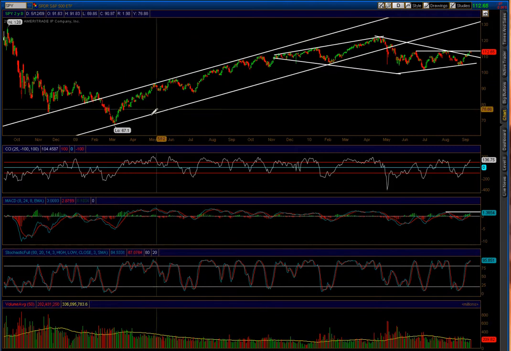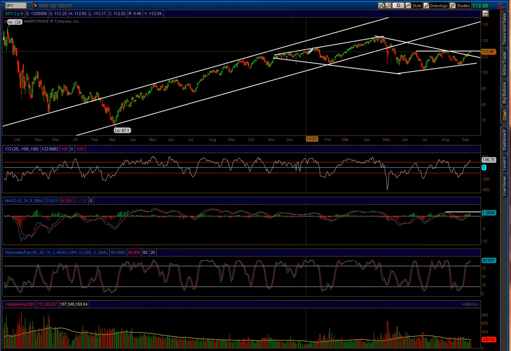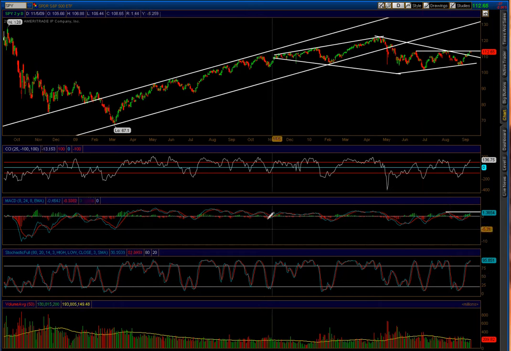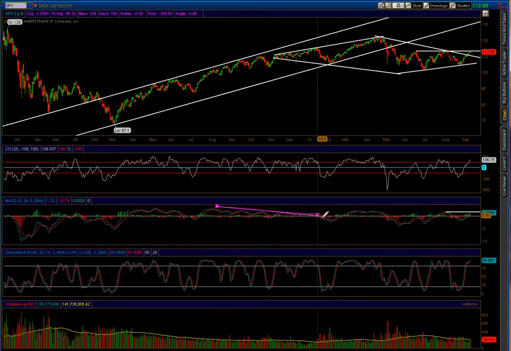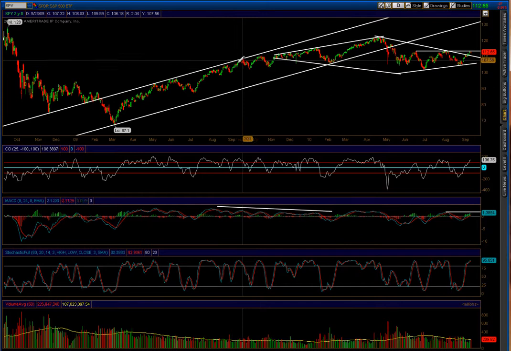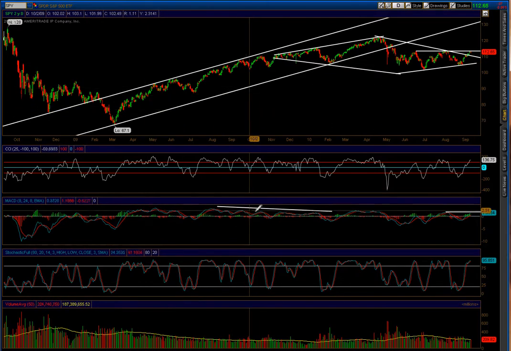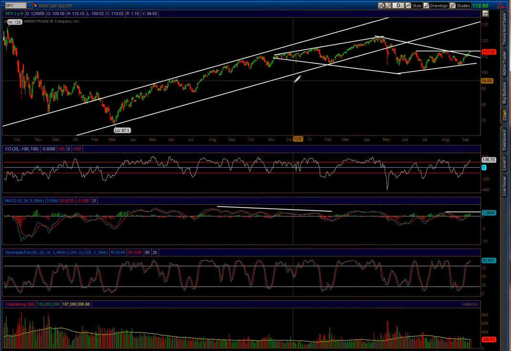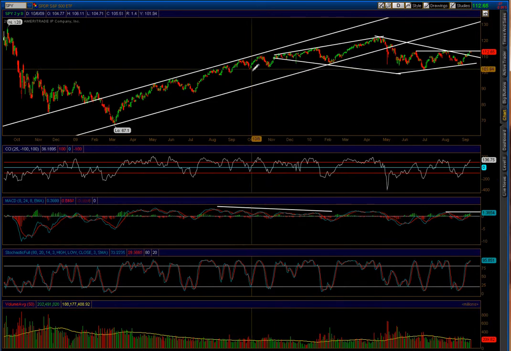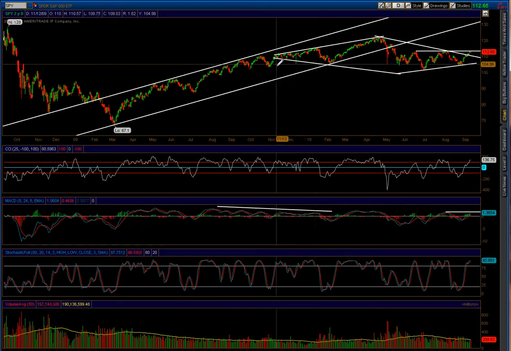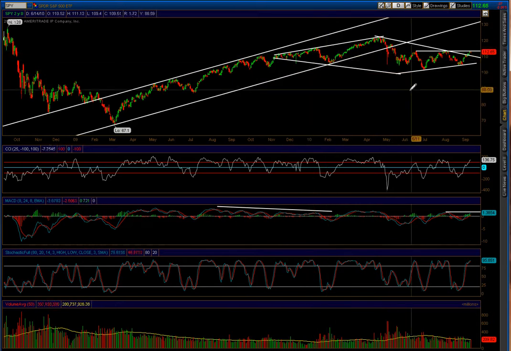So let's continue. We climbed this uptrend channel, and we did it again on divergence. Let me change this real quick. Again, we did it on negative divergence, which means that even though the price went up, the indicators and oscillators made lower highs. So if the price is making higher highs, the indicators are making lower highs.